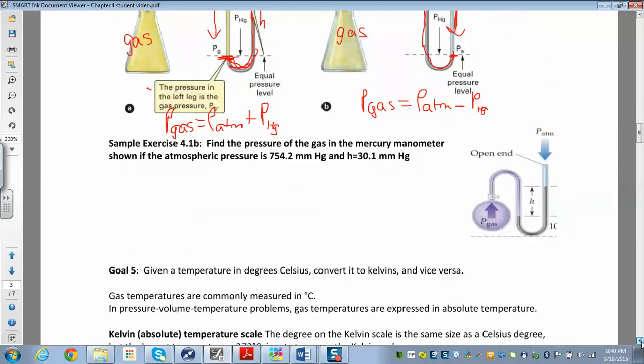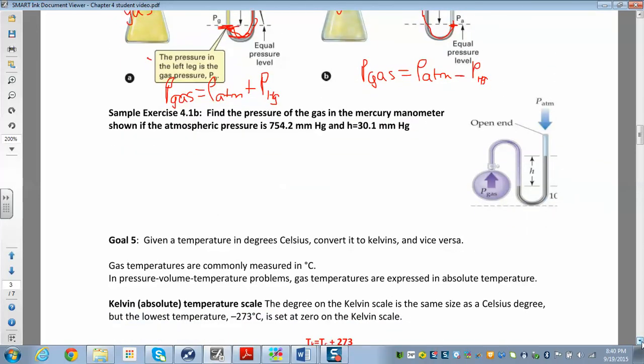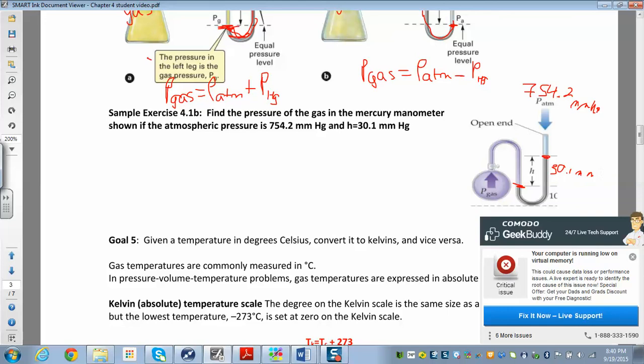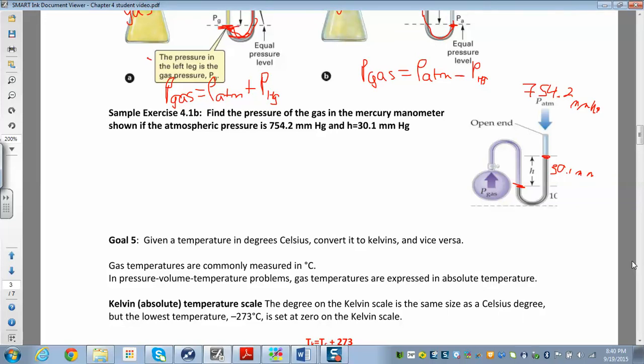So let's try a real problem. Here we have the pressure of the gas and the pressure of the atmosphere. In the problem, they tell you the pressure of the atmosphere on this side is 754.2 millimeters of mercury. And they tell you that difference from here to here is 30.1 millimeters of mercury. Now your job is to figure out, do I have to add that or subtract that if I'm trying to figure out the pressure of the gas?